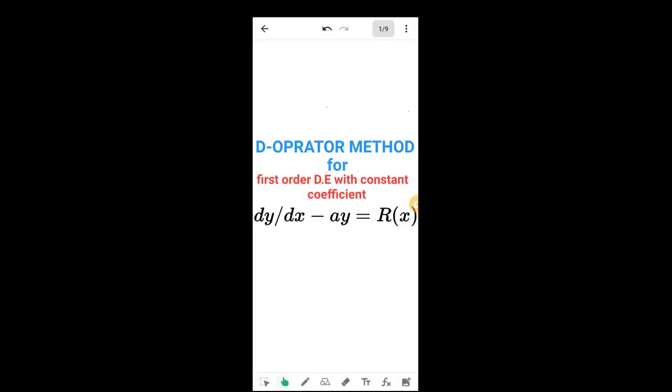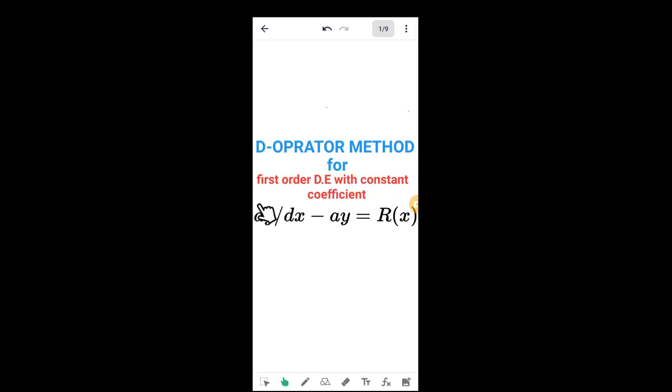Okay, so today we are looking at another method for solving a differential equation. That's the first order differential equation with a constant coefficient. So this method is called the D operator method. So we are first looking at using the D operator method for the first order differential equation with constant coefficient.